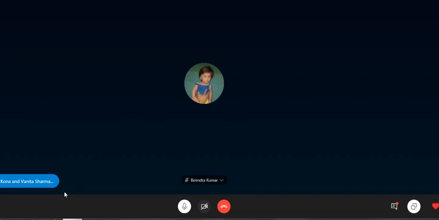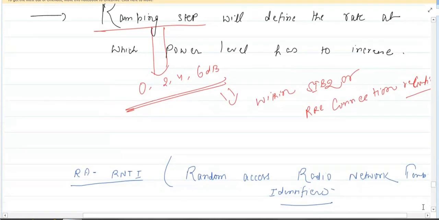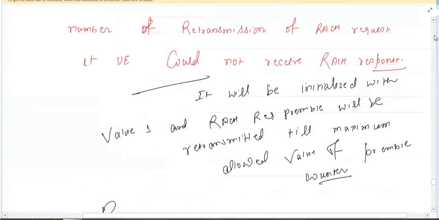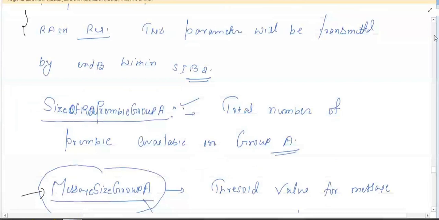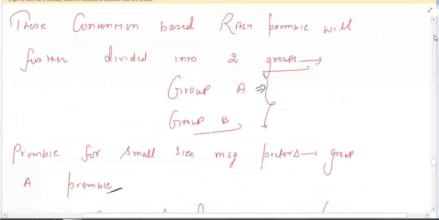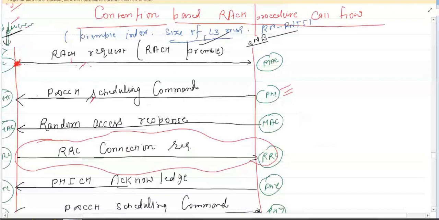So now we'll see the next parameter. With this power level, the UE will send the RACH request message. Within the RACH request message, the UE will check three parameters. Preamble index, which I already taught.